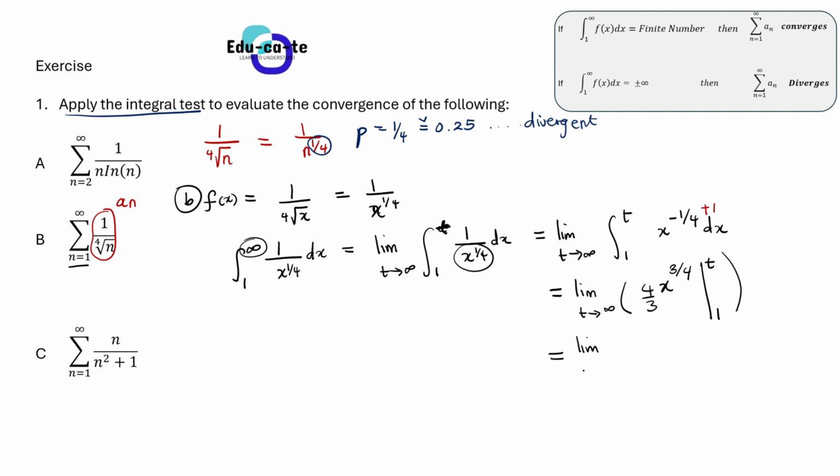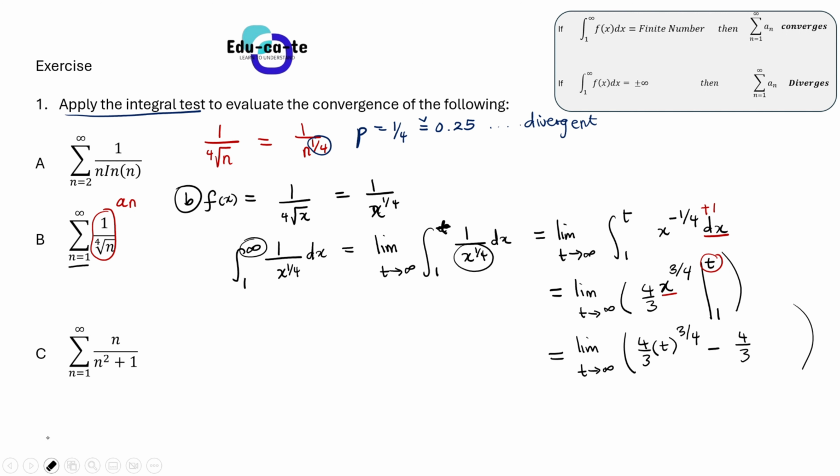This will be the limit as t tends to infinity of 4 over 3 where there is x, because this is an integral dx. You can see the integral here is dx. So where there is x, you are going to substitute t first as the upper bound, so t to the power of 3 over 4. And then this is minus 4 over 3 times, where there is x, you put 1 now. So 1 to the power of 3 over 4 is just going to give you 1. So it's fair to say that this is 4 over 3.